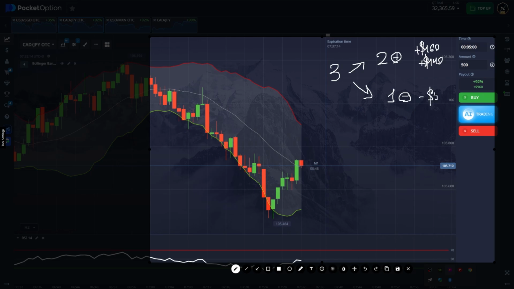Now, let's calculate the net result. Take the total from the winners, $900, and subtract the $500 loss. That leaves us with a net profit of $400. So, in just a short session, following the strategy produced a clear, positive outcome. This is the kind of consistent approach that builds an account over time.